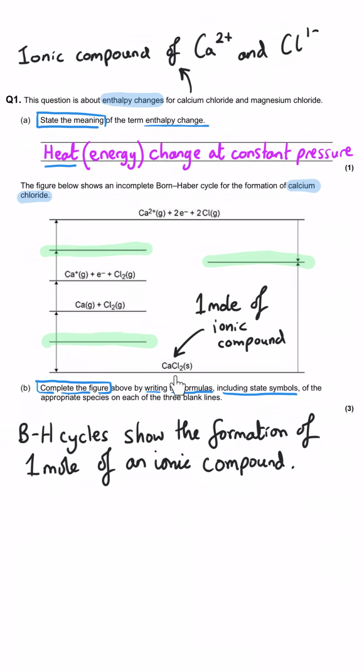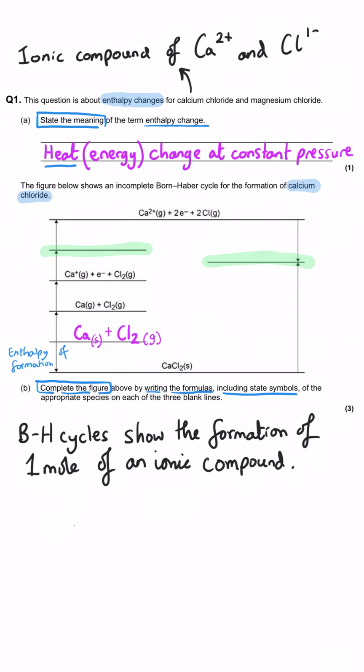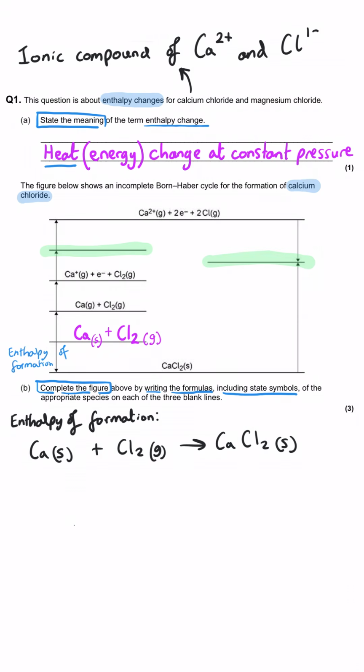And so in general, on this line, we always have the elements that make up the ionic compound. And so that means the elements calcium and chlorine. They need to be in their standard states and they need to be in a particular multiple in order to match this 1 mole of ionic compound. So actually that's quite nice and easy here because we just need 1 calcium solid and 1 Cl2 gas.